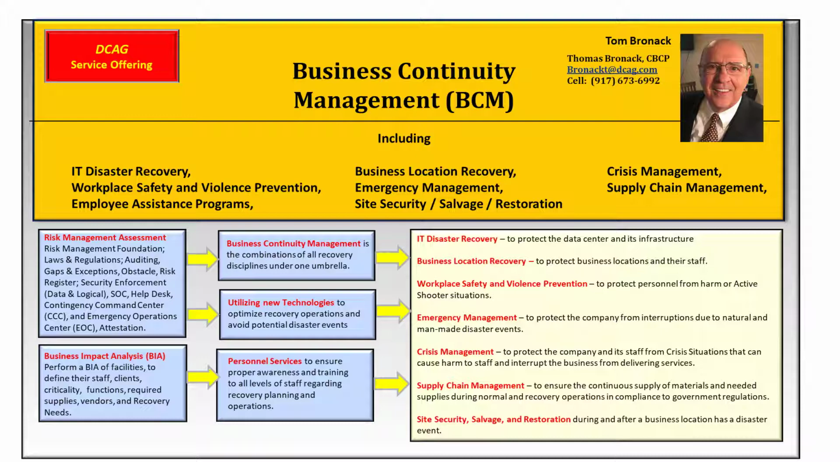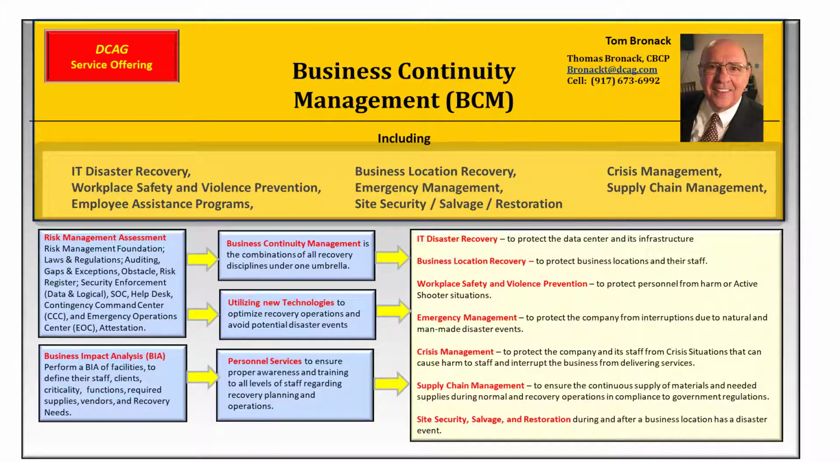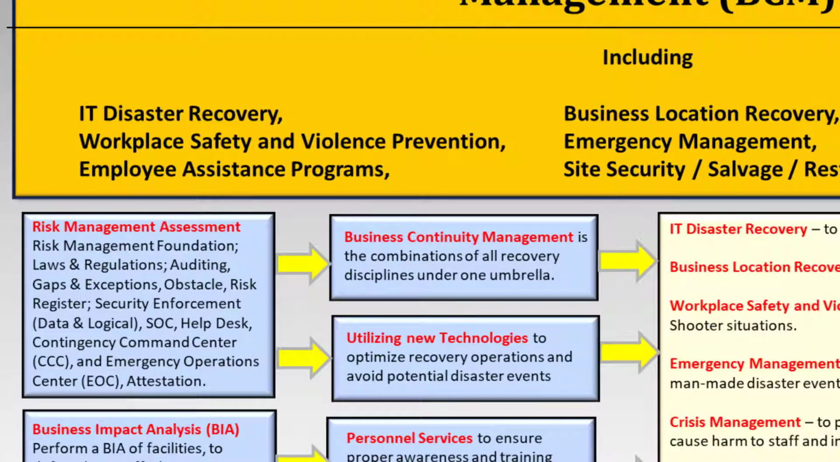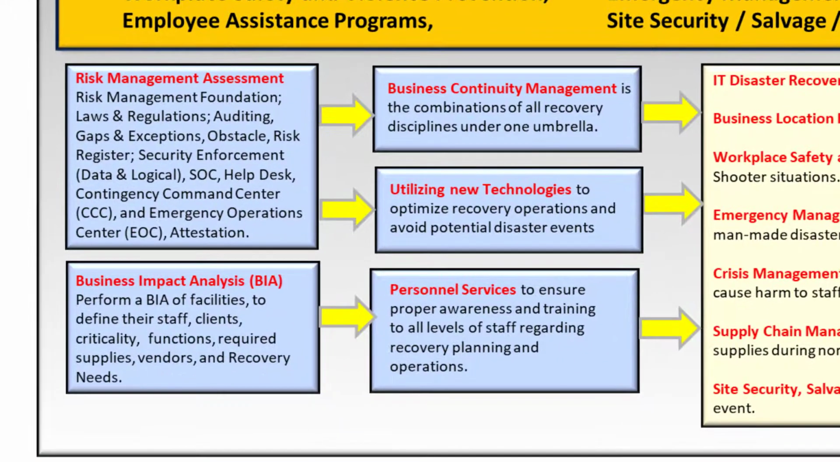Business continuity management includes all the recovery management disciplines shown below. You begin your construction of business continuity plans by performing a risk assessment of your organization to define all the critical information that needs to be recovered should a disaster event occur. A business impact analysis is then performed to identify all of your facilities, their staff and location, the clients they service, the suppliers they use, and the criticality of their organization. From this information, recovery time objectives are constructed.